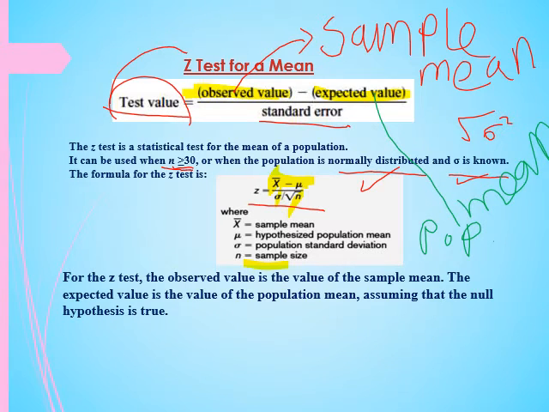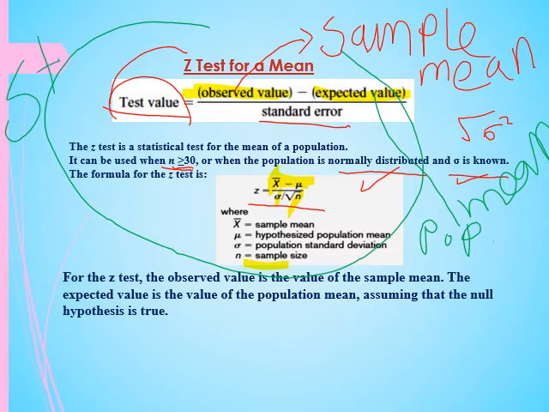So we already get the difference between the sample mean and the population mean in the numerator, and in the denominator we have the population standard deviation over the root of the sample size, assuming that the null hypothesis is true. We apply this rule to get step 3.